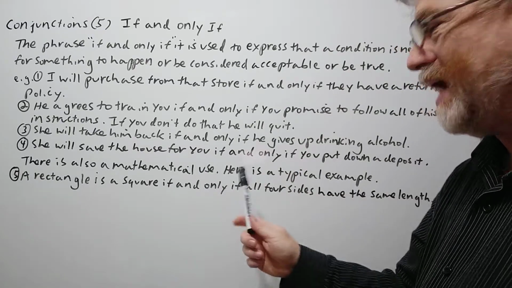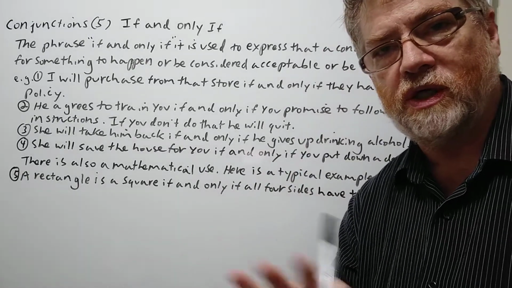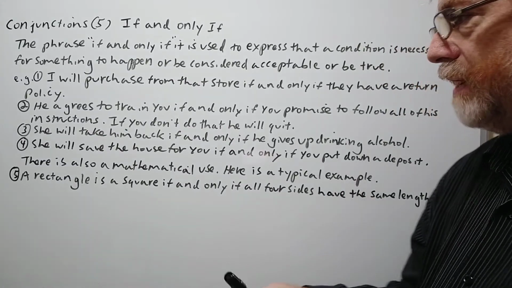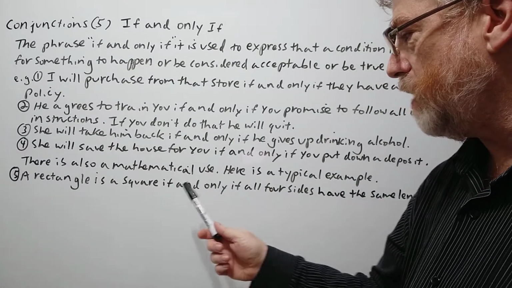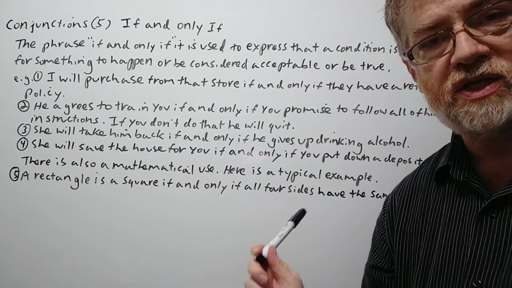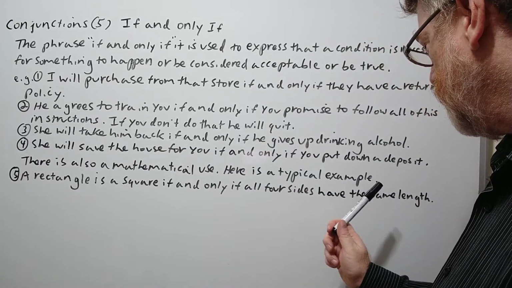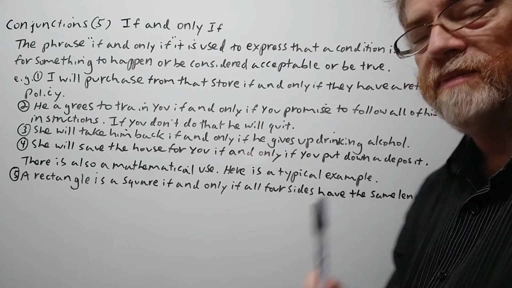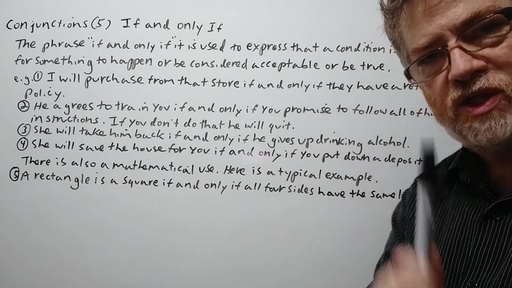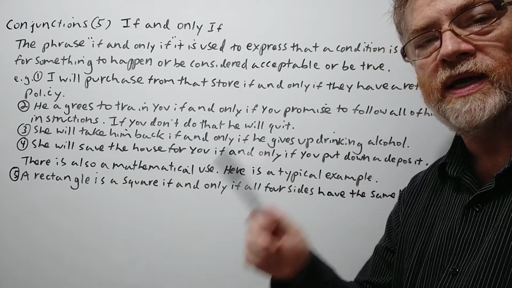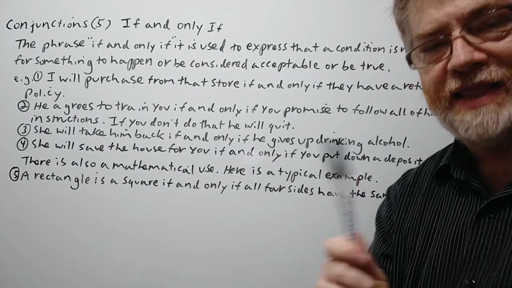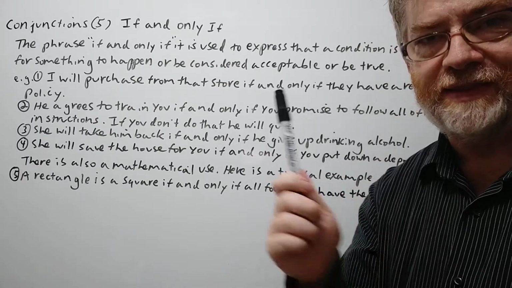And here's a little note here. There's also a mathematical use, which is more of a technical use. Here is a typical example: a rectangle is a square if and only if it has 4 sides of the same length. So it's used in mathematics this way to say that these conditions have to be met. And then we could say that you could prove that that's what it is.